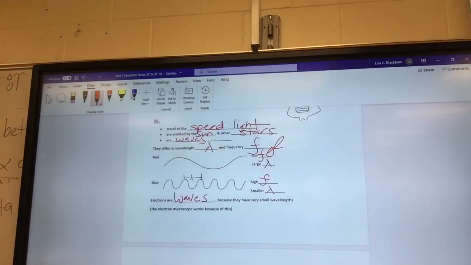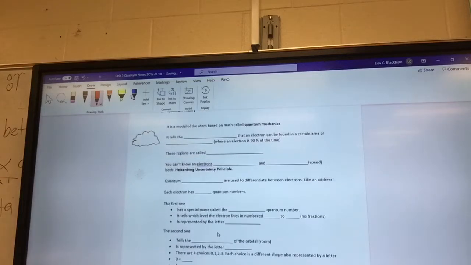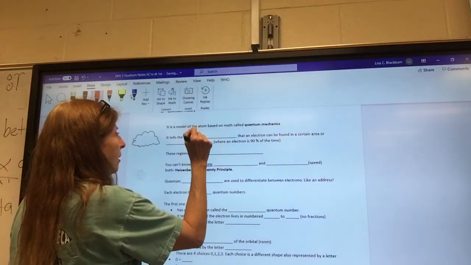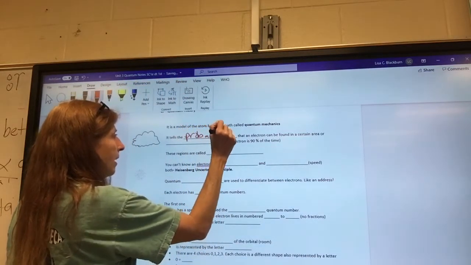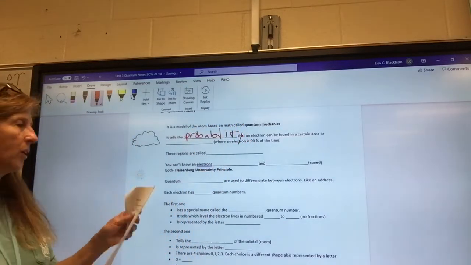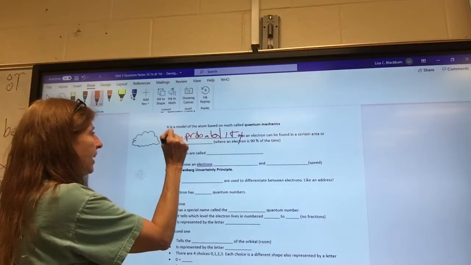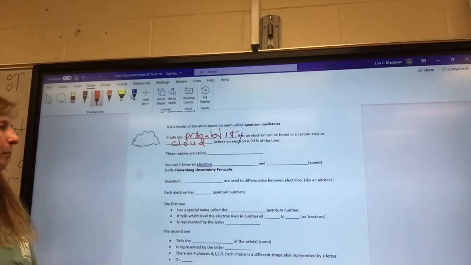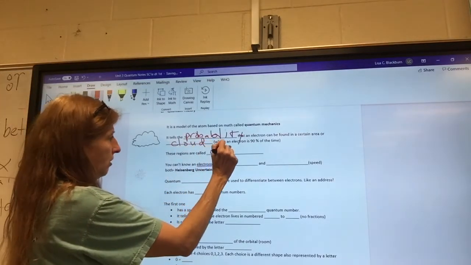Okay, quantum theory. It's a model of the atom based on a math called quantum mechanics. It tells us the probability of an electron being found in a certain area or cloud, where an electron is 90% of the time. These regions are called orbitals.